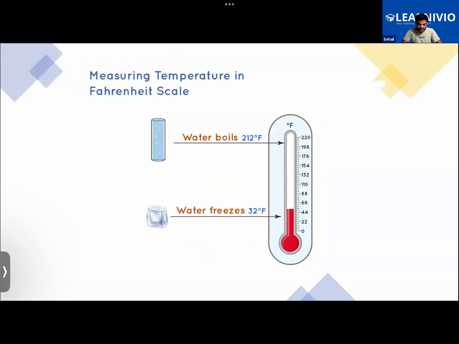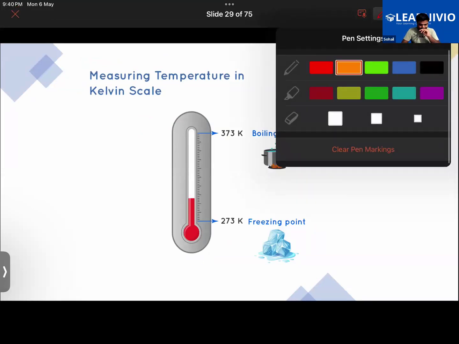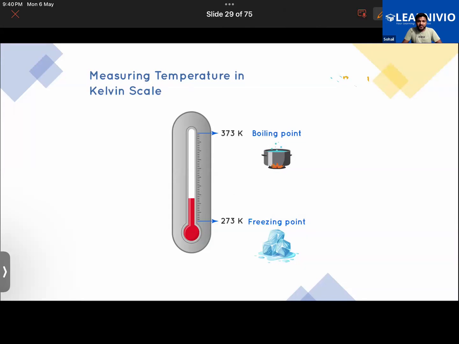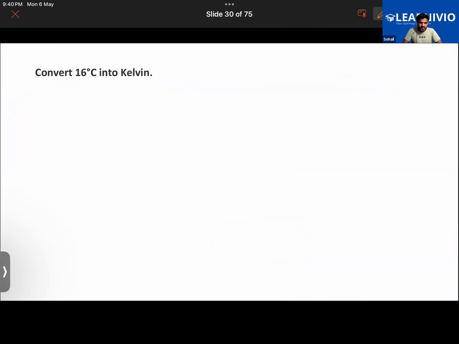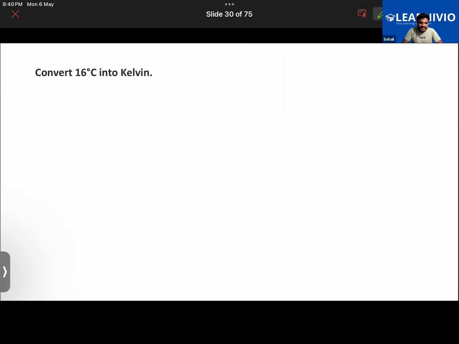Okay. Let's understand how we convert that. Also, we have studied about the Kelvin scale. For example, let's begin with this question. You have to convert 16 degrees Celsius into Kelvin. Both of you solve it separately and answer it in the chat box. You know where you have to answer.